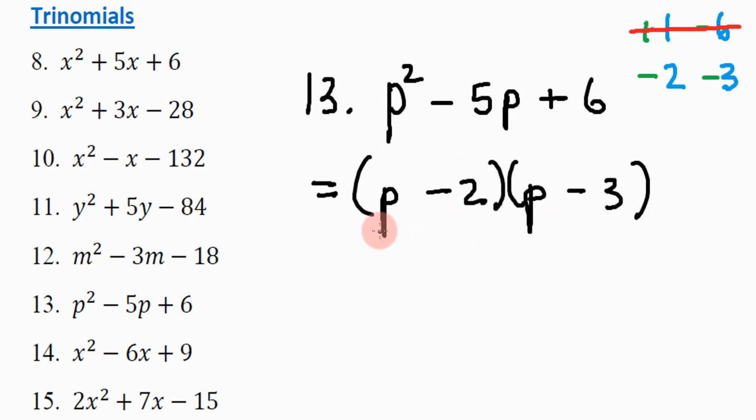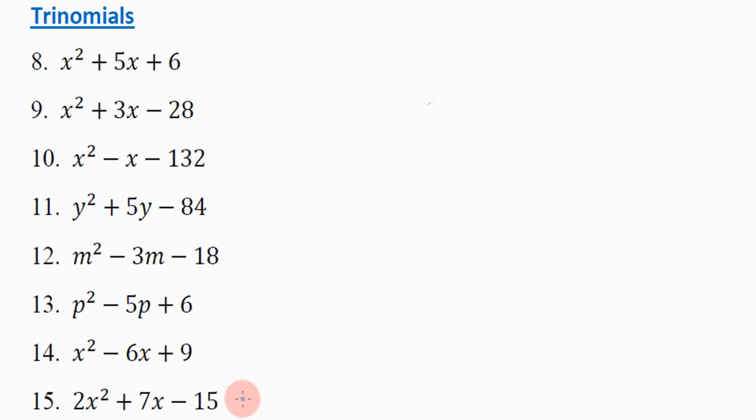We do a final check. P times p is equal to p squared. Negative 2 times negative 3 is equal to positive 6. Then negative 2p minus 3p will give us negative 5p. Let's look at number 15.